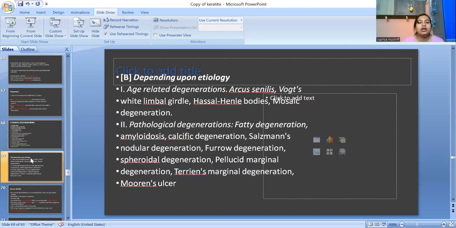Depending on the etiology, degenerations are classified as age-related degeneration, which includes arcus senilis, Vogt's white limbal girdle, Hassall-Henle bodies, and mosaic degeneration. Pathological degeneration includes fatty degeneration, amyloidosis, calcific degeneration, Salzmann degeneration, nodular degeneration, furrow degeneration, spheroidal degeneration, pellucid marginal degeneration, Terrien's marginal degeneration, and Mooren's degeneration.